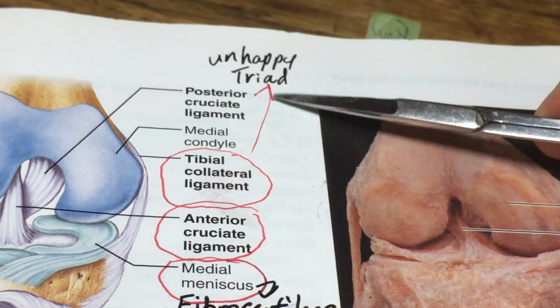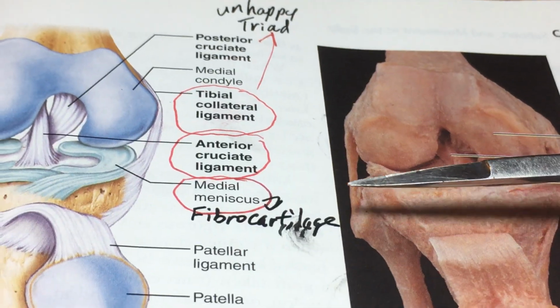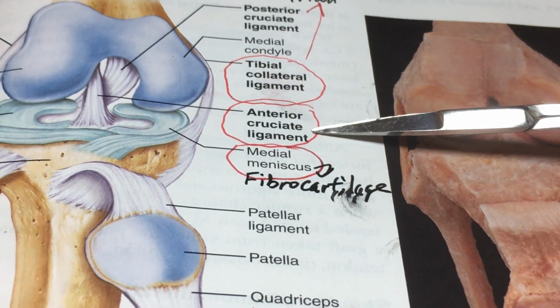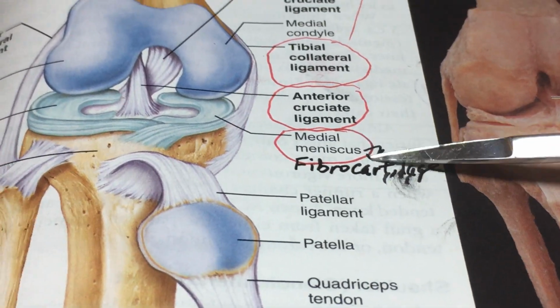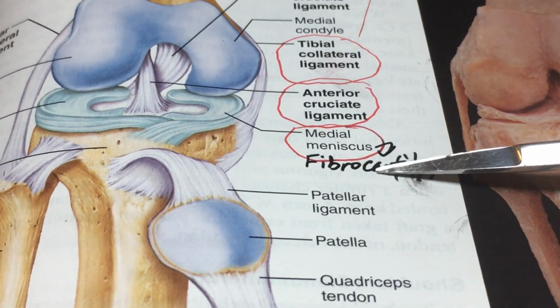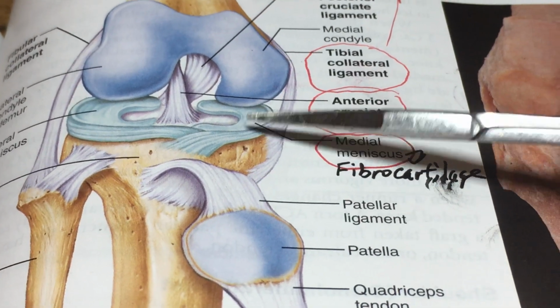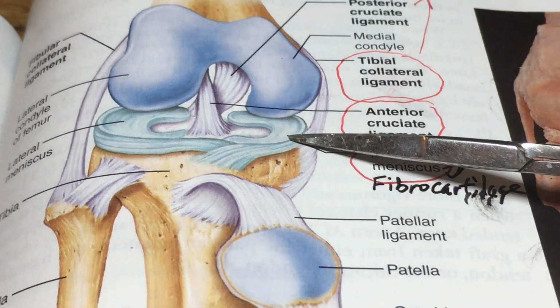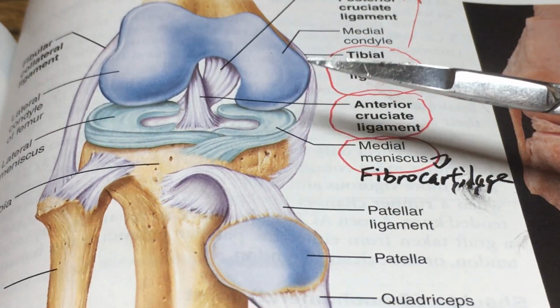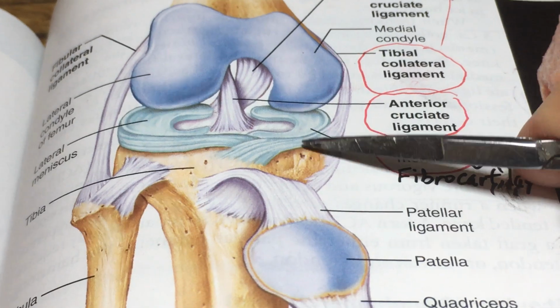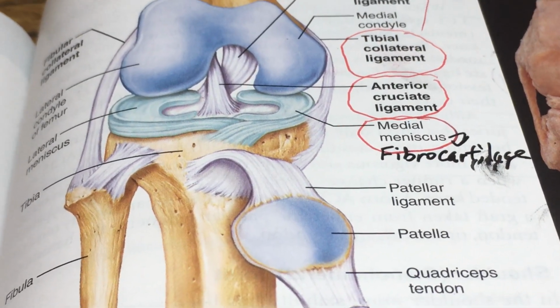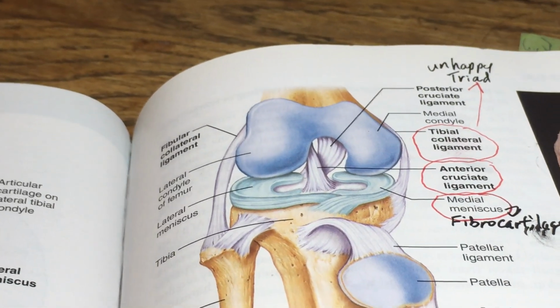So, and that's why I named it up here, the unhappy triad: tibial collateral, anterior cruciate, and medial meniscus. This is oftentimes specially noted to be fibrocartilage, and the problem with cartilage in particular is that it's very difficult to repair. It's very difficult for healing or reprogramming to take place. So this is a very unfortunate injury when it involves the meniscus. Okay, so that's that deal right there.